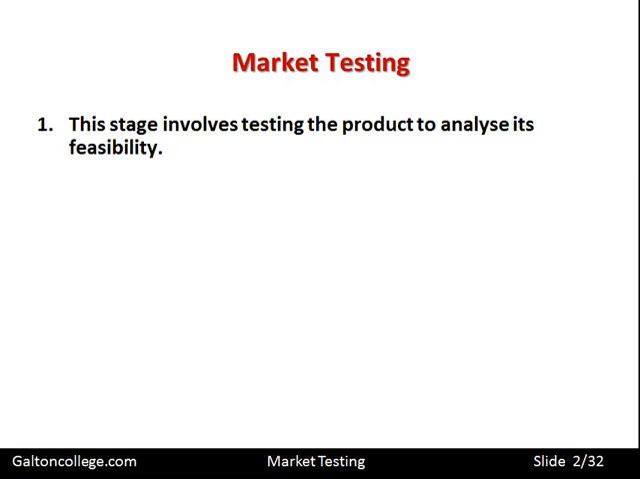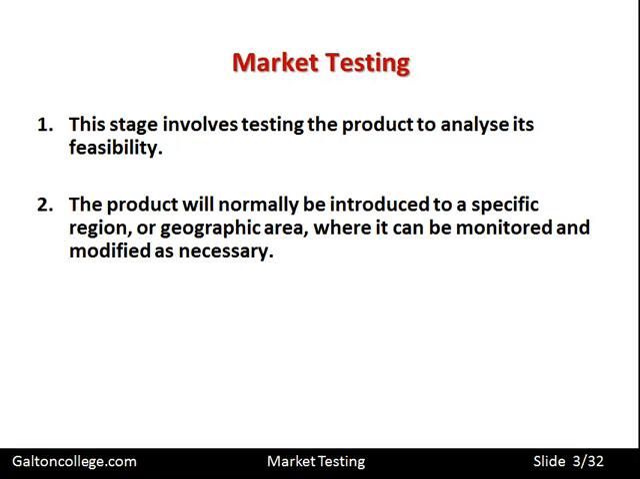We move to finding out what the customer reaction to the product actually is. The product will normally be introduced to a specific region, a geographical area, whatever, where it can be monitored and modified as necessary. So generally speaking, new products, when they come into the market, they're tested in a particular area, and customer reaction is sought, it's recorded, it's analyzed, feedback is picked up, and an overall assessment of the performance of the product and its reception as a new product is picked up from the feedback in the area.